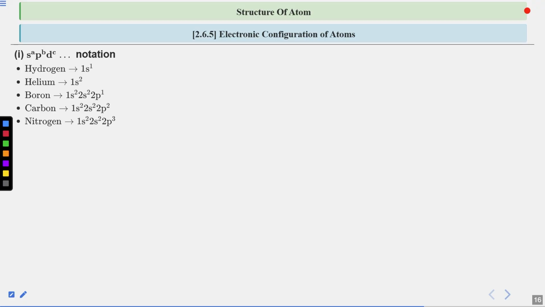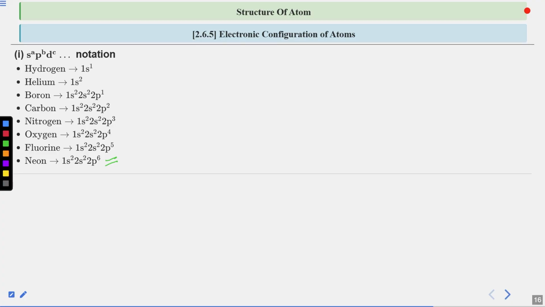Next we have nitrogen. So nitrogen will have 1s2, 2s2 and 2p3. Then we have oxygen. So we are filling the electron in the p right now. Then comes your fluorine, and lastly your neon. So in this way, you will show the notation for the different electronic configurations.